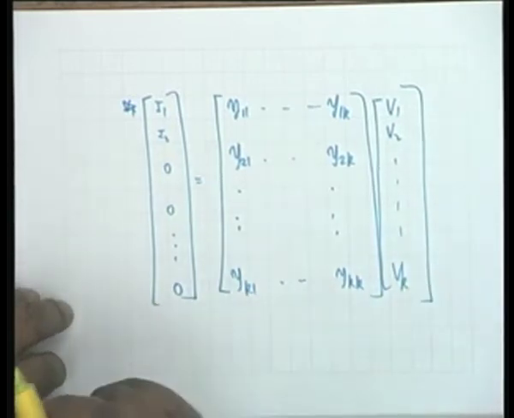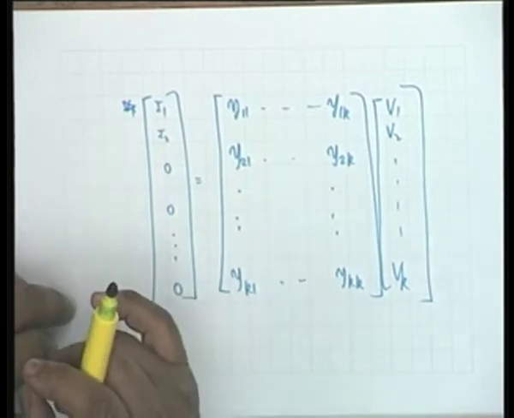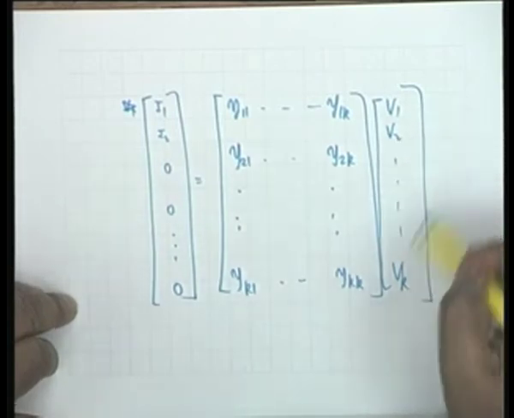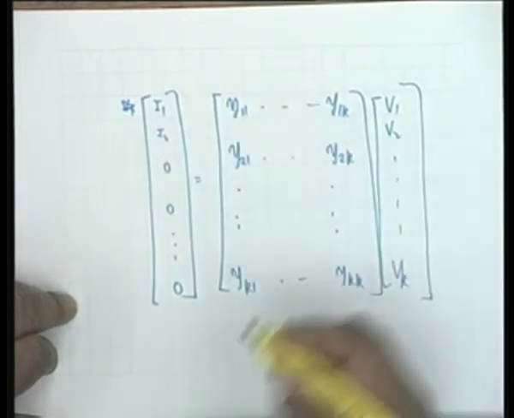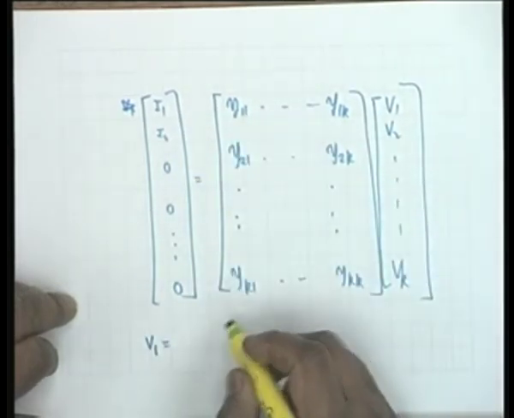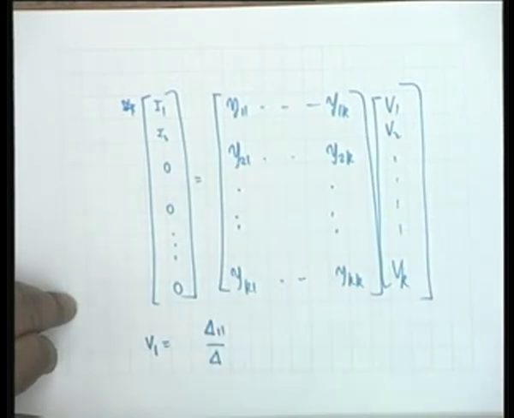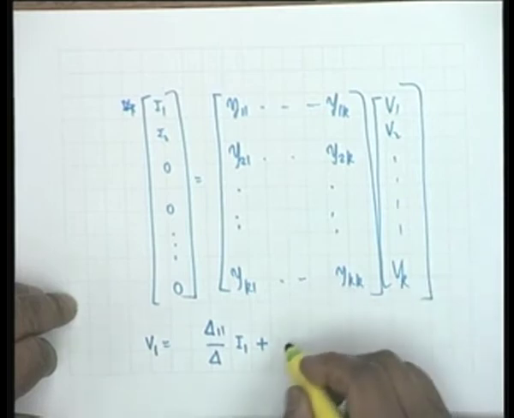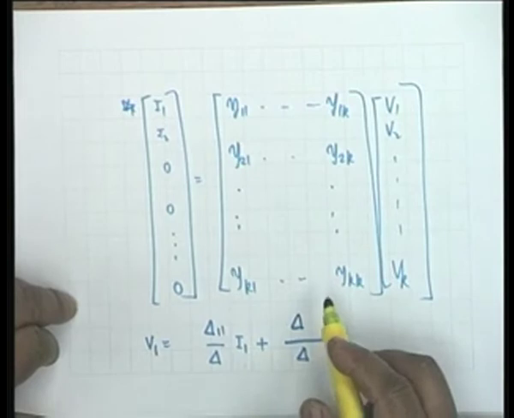And what we want to find out, you see, our aim was to find out the z parameters. So, we must express V1 and V2, we are not interested in the other node voltages, in terms of I1 and I2. And obviously, V1 is del 11 by del, where del is the determinant of this admittance matrix, multiplied by I1 plus del, what would be the subscript of this?